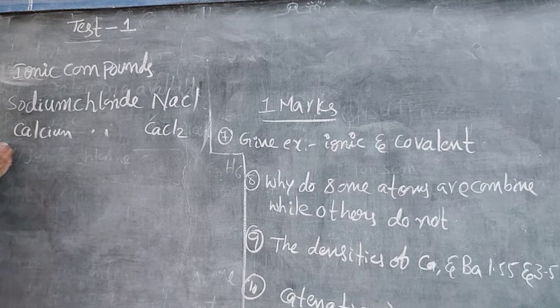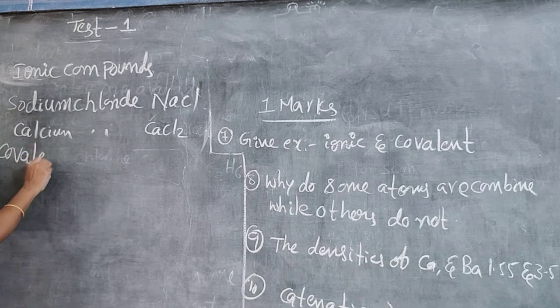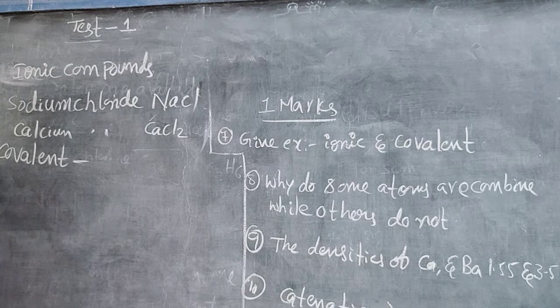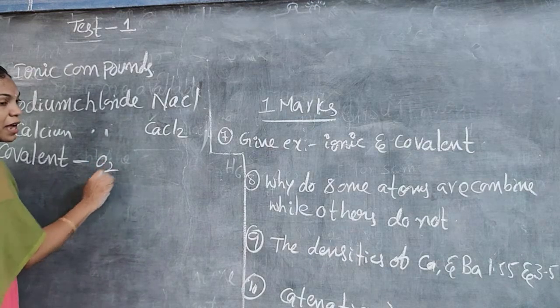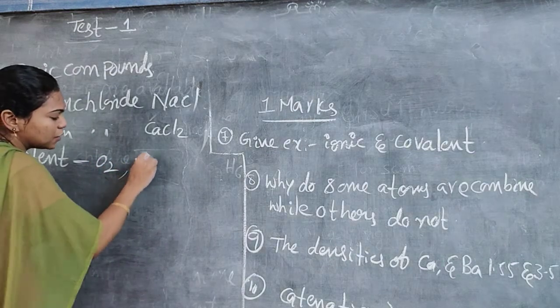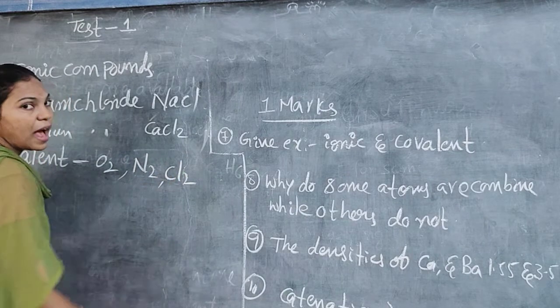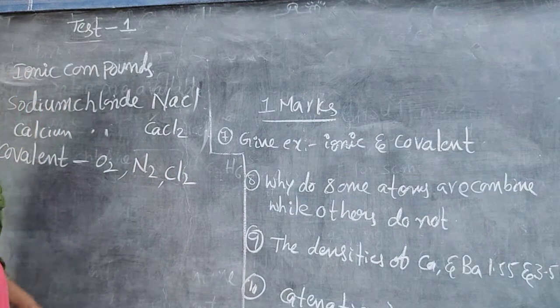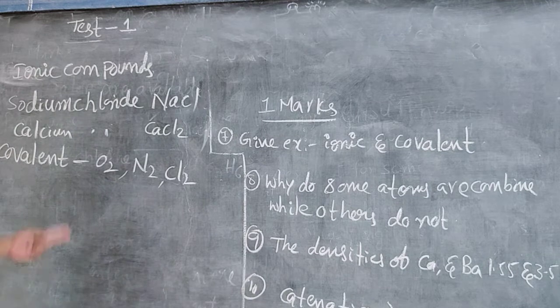Next, covalent compounds. We know covalent compounds are formed by sharing of electrons. Oxygen molecule, that is O2, N2, Cl2, and so on. These are examples for covalent compounds. Methane is also an example for covalent compounds. You must write 2 examples for ionic compounds and 2 examples for covalent compounds. Okay? Yes.